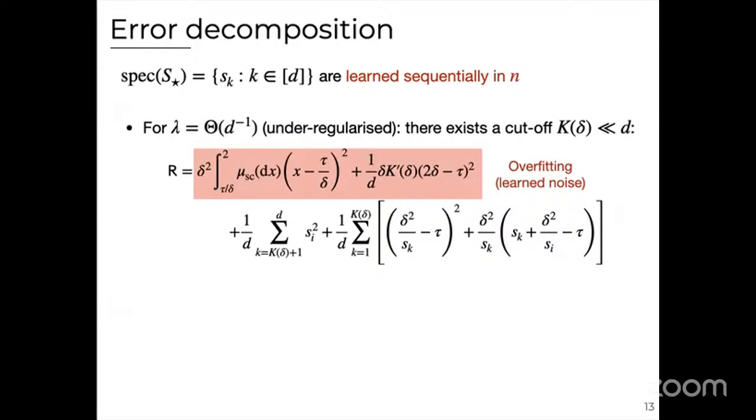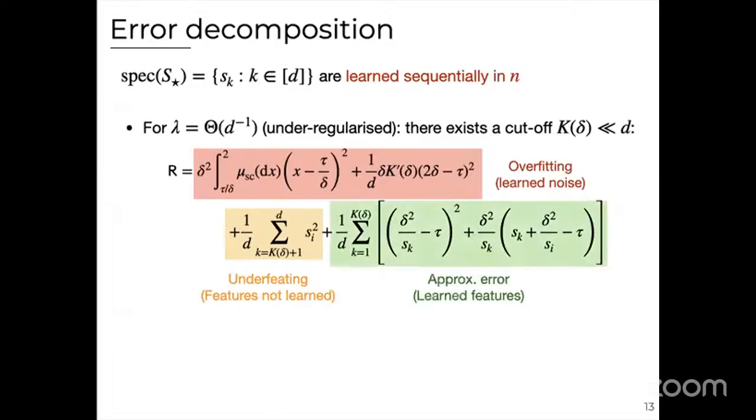Okay, so this part is the part that fits the noise. And the part that fits the noise leads to overfitting because I don't want to learn the noise part. The second part are the spikes which I'm throwing away by thresholding. So it's the part of the signal which I'm throwing away. These are the features which are not learned because I'm throwing them away with the bulk, because I'm thresholding at some value. And then there is the part that I've learned, which governs the approximation error, the learned features.